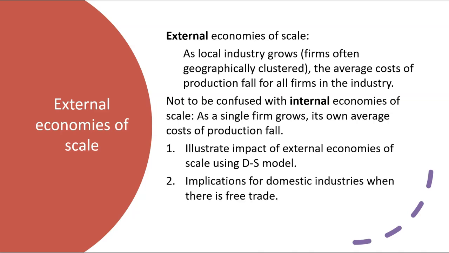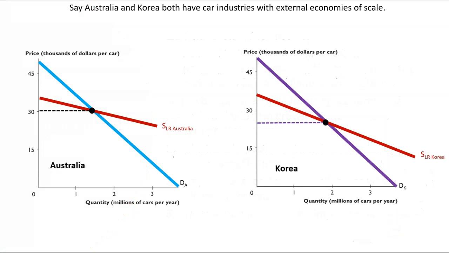So we're then going to look at the implications for domestic industries when there's free trade in the presence of external economies of scale. And then we'll ask the question, is it an iron law that the implications that we look at will necessarily follow? Spoiler. Nope. Let's start off by saying we've got Australia and Korea with their own respective car industries.